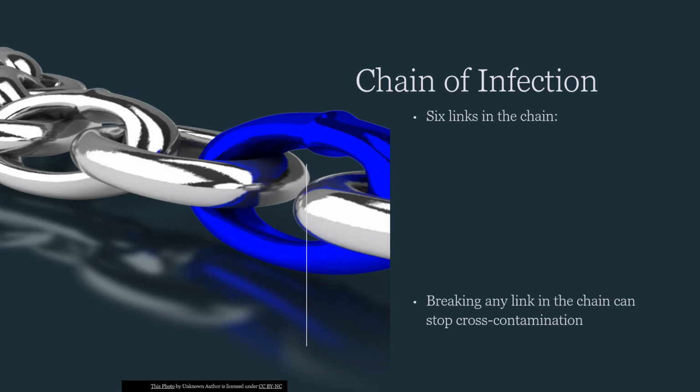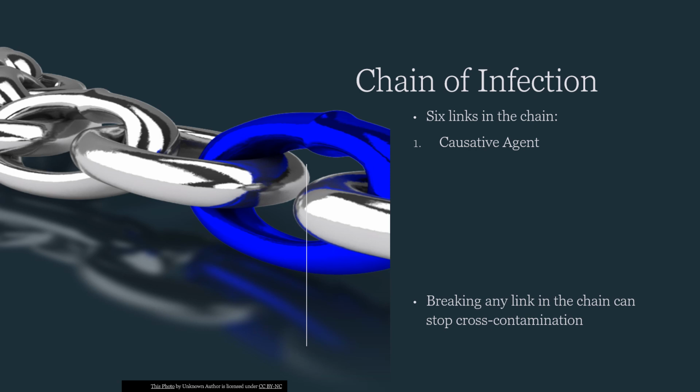There is a specific six-link chain of infection, and you need to know the different links that are required to make a continuous chain in order for an infection to take hold. Breaking any link in this chain can stop the cross-contamination, can stop the infection from getting to the next host.